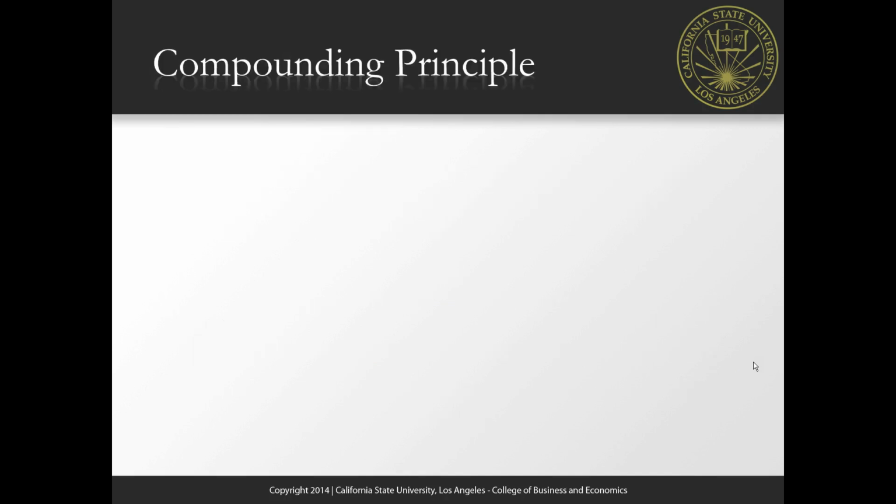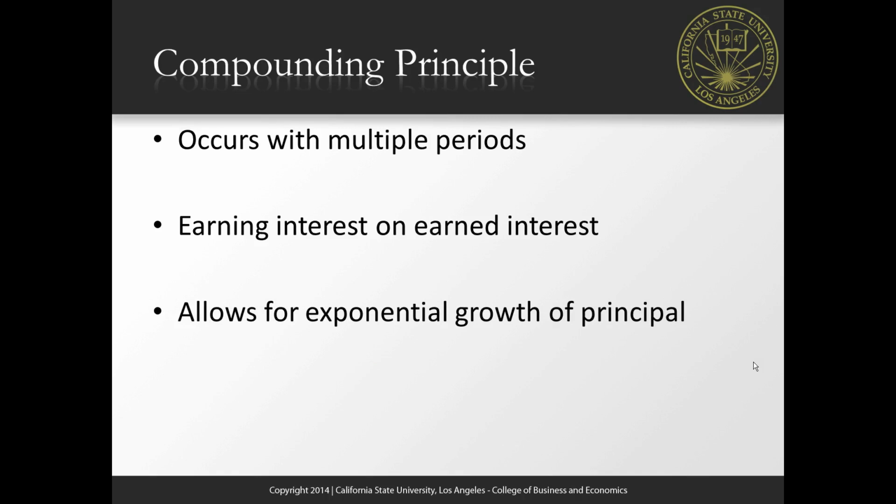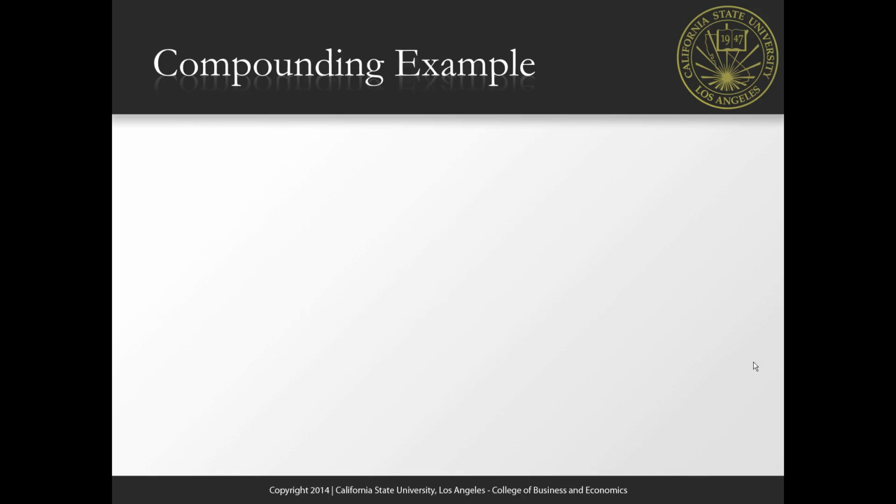Now, moving on, that's great if we know what happens 1 year from now, but what happens 2 years from now, or 5 years from now, or 10 years from now? Well, we have what's called the compounding principle, and this happens over multiple periods of growth. And basically what it is, we earn interest on the interest that we've already earned. So in that last example, the $5 that we made in that first year would then earn its own bit of interest in the next year. And so what this really allows for is exponential growth of our principal.